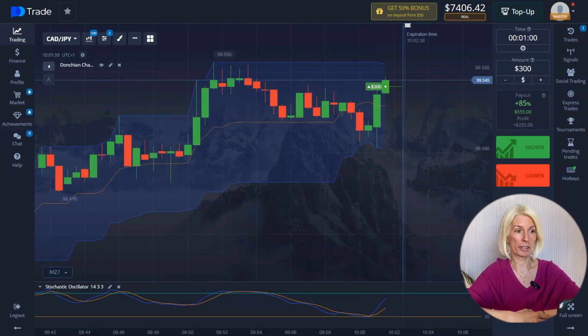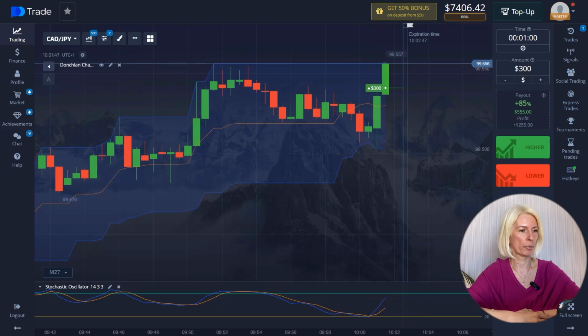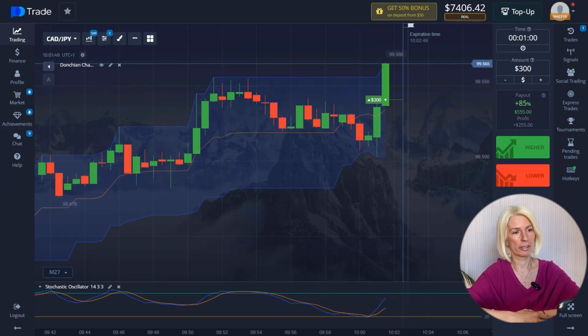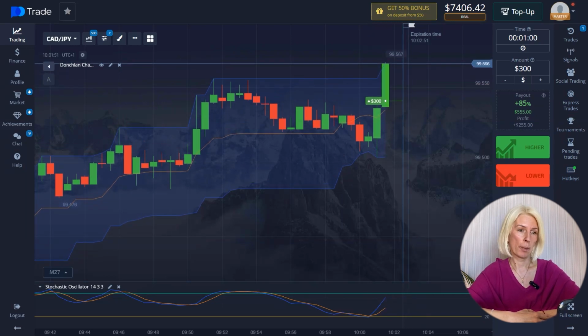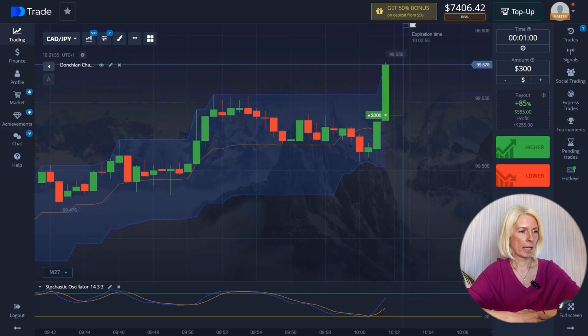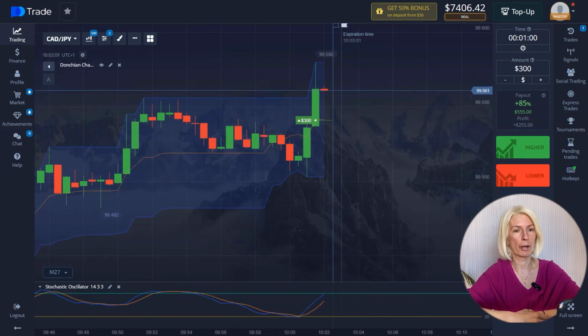When making such a decision, first of all, I took into account the price movement above the average line of the Donchian indicator, which indicates the continuation of the uptrend. In addition, the stochastic oscillator indicator gave a signal about a possible upward movement of the price. And what we see is that after the opening of the transaction, the price was actively growing, breaking through the upper limit of the Donchian indicator.